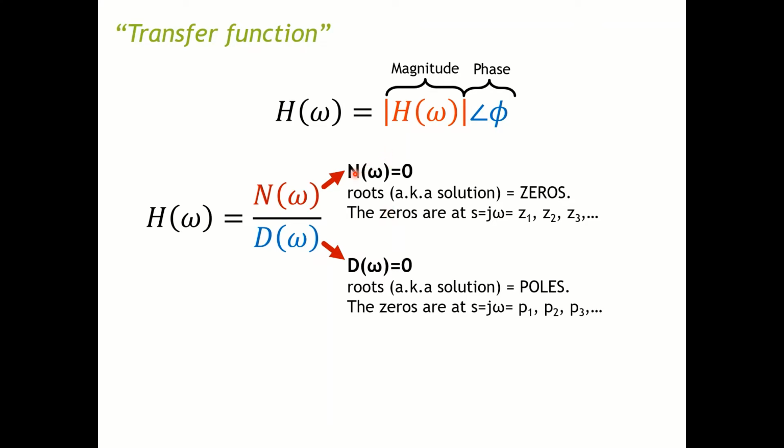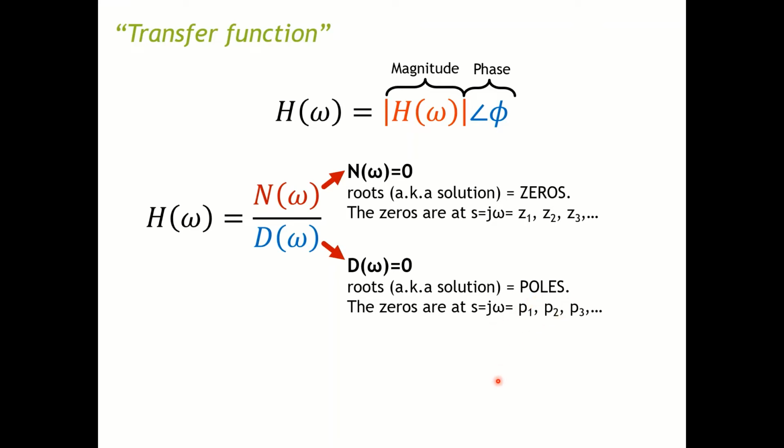So if you make the numerator equal to 0 and solve for the solution, these are called roots. The roots of the numerator are called zeros, and the zeros are basically the solutions of S at Z1, Z2, Z3. If you do the same thing for the denominator, the roots of the denominator are called poles. The poles are at P1, P2, P3.